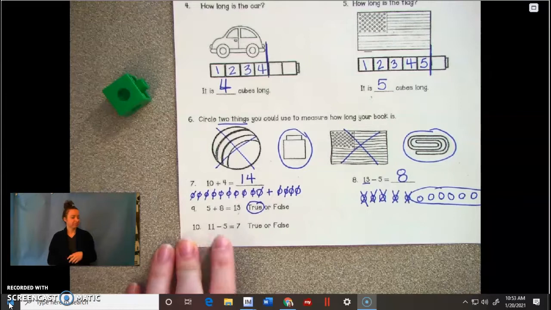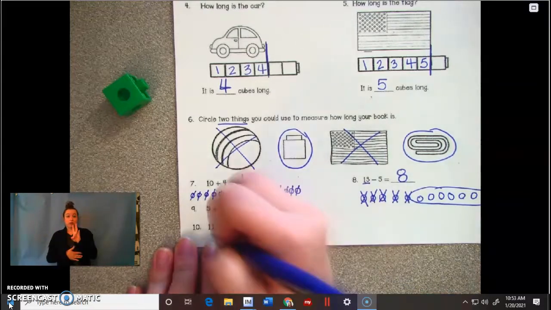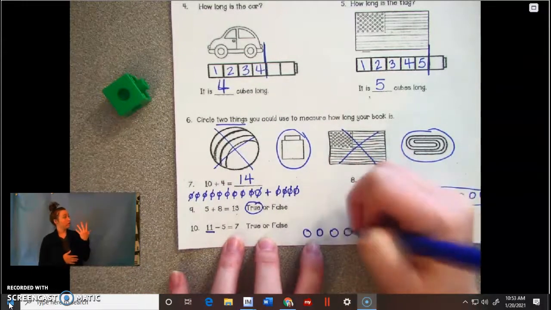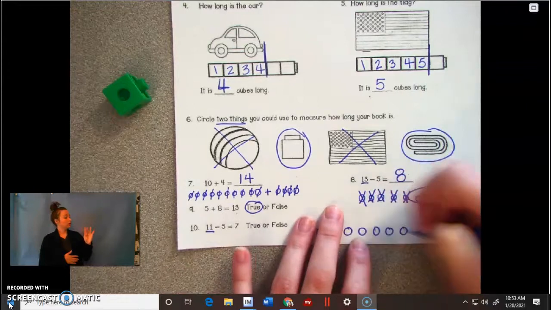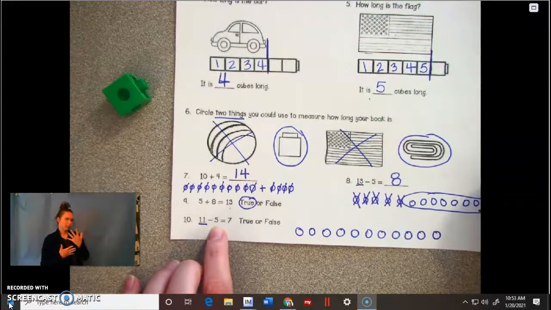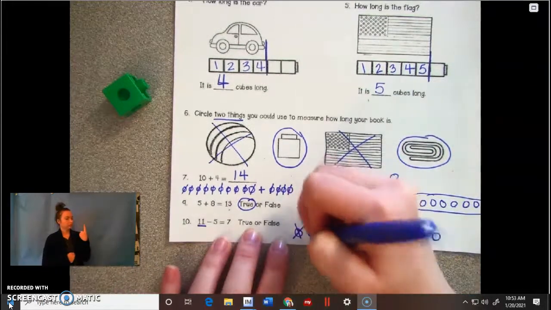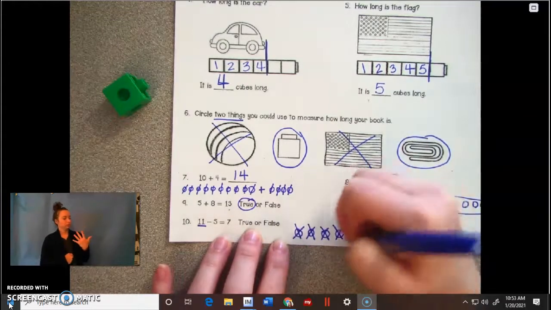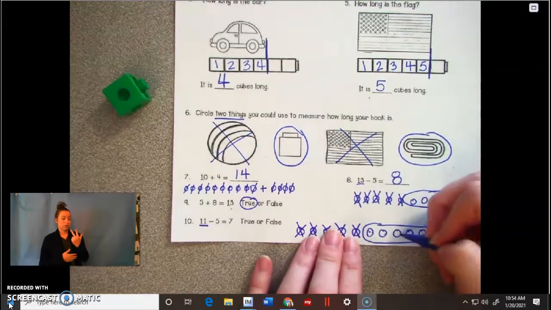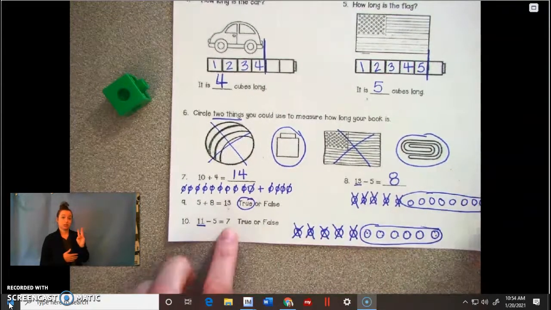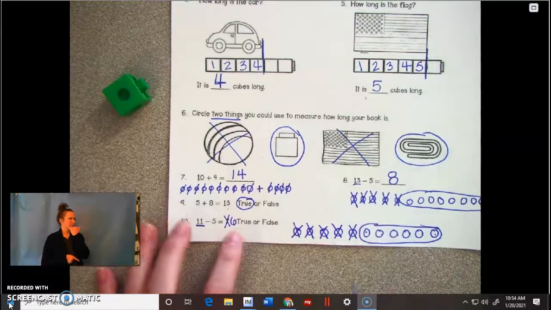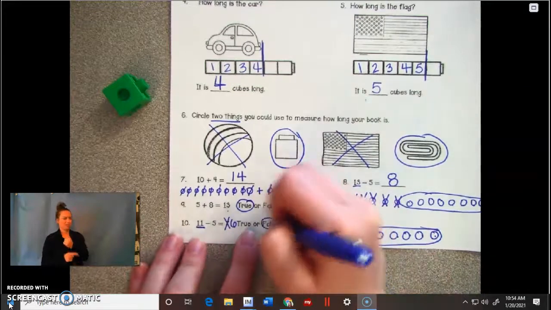All right, 11 take away 5 equals 7. I'm going to draw my 11 circles. I'm going to draw them over here. 1, 2, 3, 4, 5, 6, 7, 8, 9, 10, 11. And I'm taking away, how many? 5. Ready? 1, 2, 3, 4, 5. That's what we have left. Let's count it. 1, 2, 3, 4, 5, 6. Is that what I got? No. The answer should be 6, and since I had to fix it, we know that it is false.